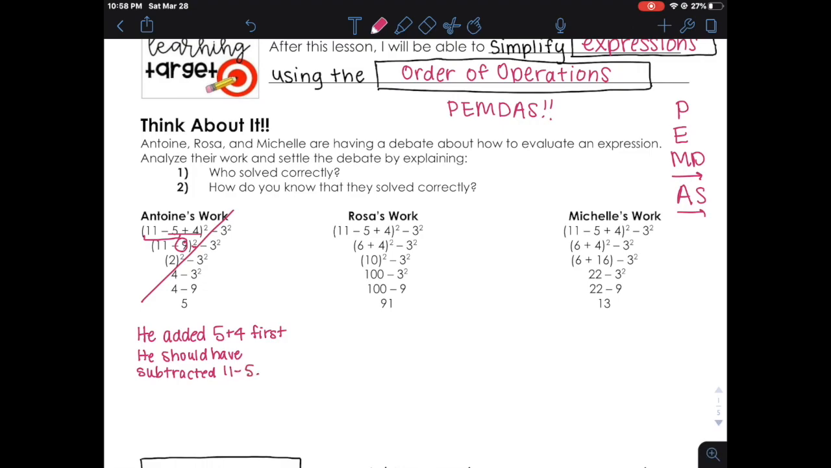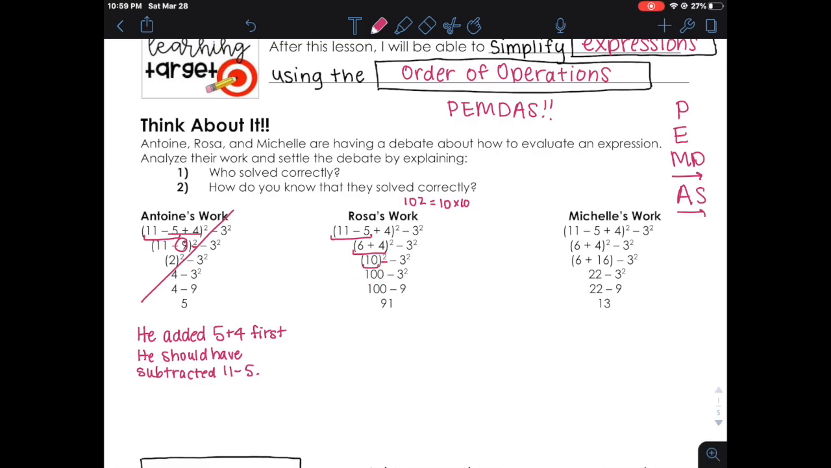Okay, let's look at Rosa. Again, we talked about 11 minus 5 being the first problem that should be done. If we look at that, she does that correctly, which is 6. Now we solve that addition problem. 6 plus 4 is 10. Now that we have the value of the parentheses is when we apply the exponent. We've solved everything inside of the parentheses, and now is the time we put that exponent to use. So 10 to the power of 2. Remember, 10 to the power of 2 is the same thing as 10 times 10, which is 100. So she did do that correctly. She gets 100 here.